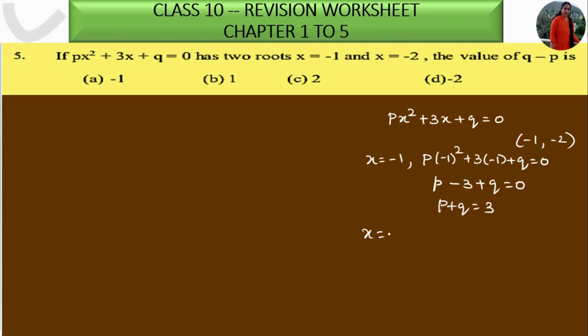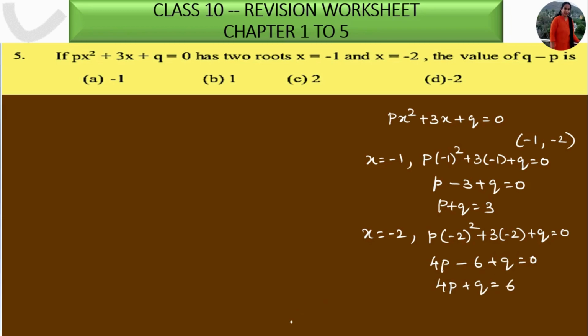Next, if we substitute x is equal to minus 2, we will get p into minus 2 whole square plus 3 into minus 2 plus q is equal to 0. So minus 2 whole square is plus 4. So 4 into p, 4p, plus into minus is minus 3 into 2, 6 plus q equal to 0. This means 4p plus q is equal to, this minus 6 will become plus 6. So now we have a pair of linear equations. We have to solve it. So here we have plus q and here also plus q. So we can just subtract to eliminate q.